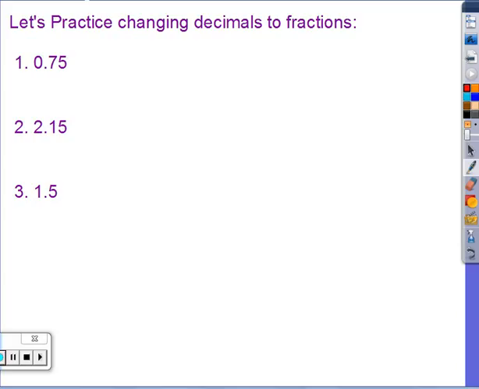I'm going to do the first one as a think aloud, so I want you to just watch me and pay attention. You do not have to write anything down. So here I have 75, and let's see what place that 5 is in. The hundredths. So I have 75 hundredths. So I would rewrite that as 75 over 100. But now I need to simplify to change it into its simplified form.